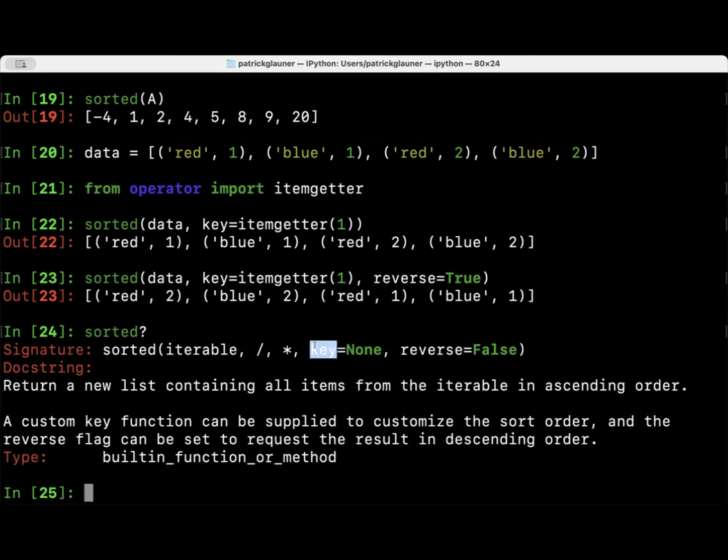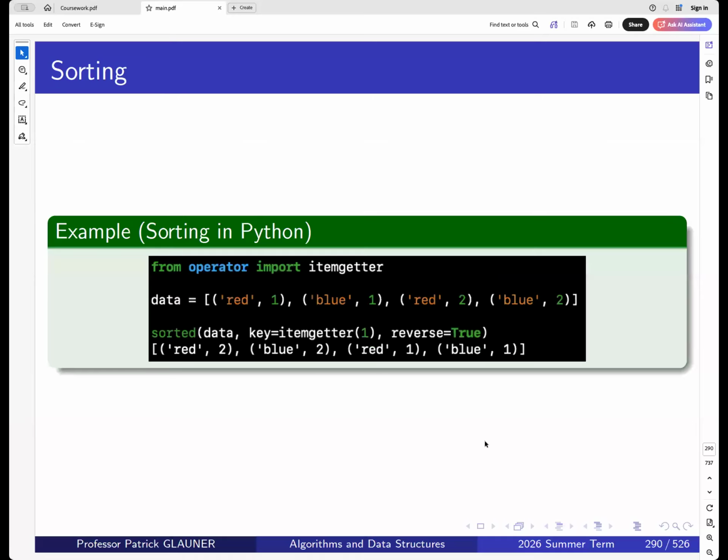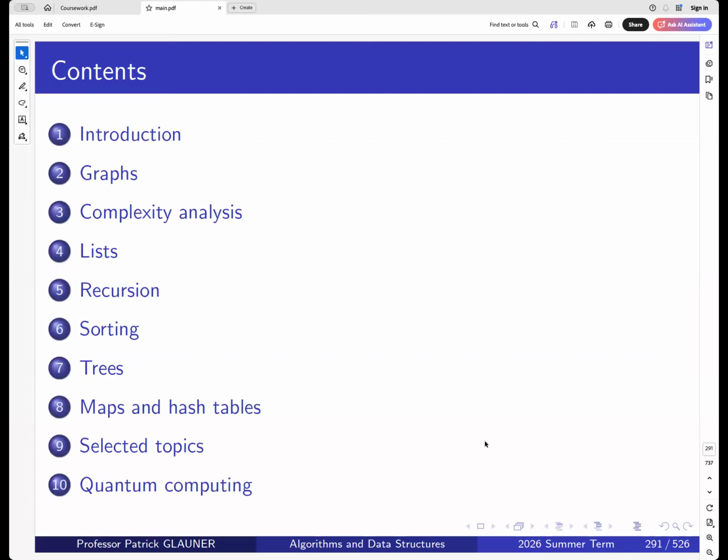And it has this key parameter, it has this reverse. So overall, it's a very helpful function implemented in Python that you can use. Then we're done with the sorting chapter.